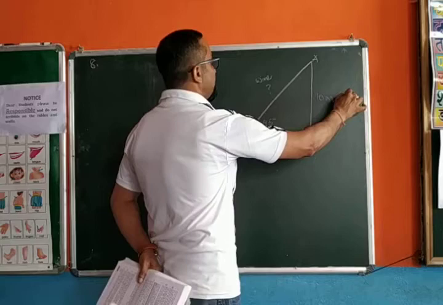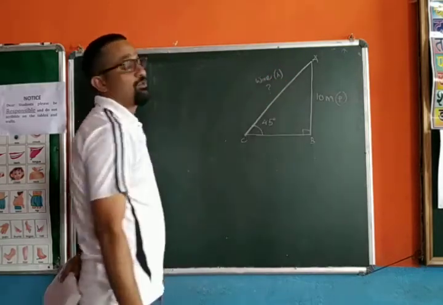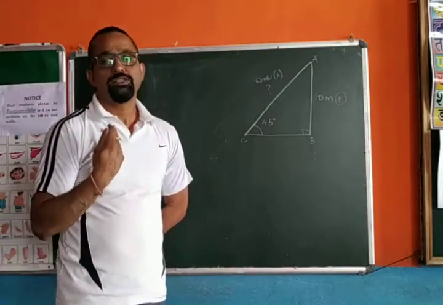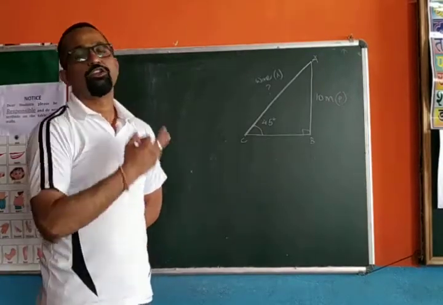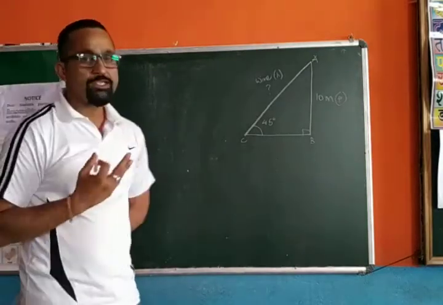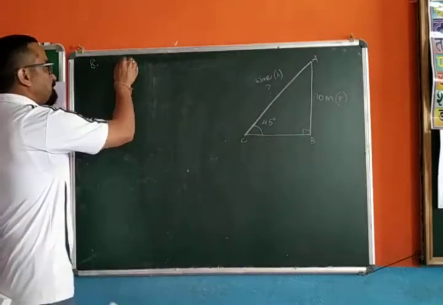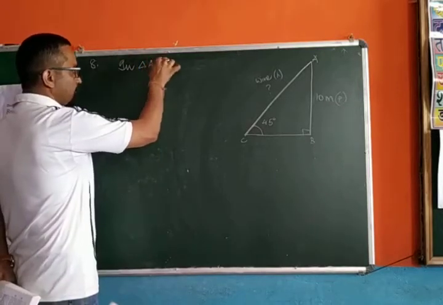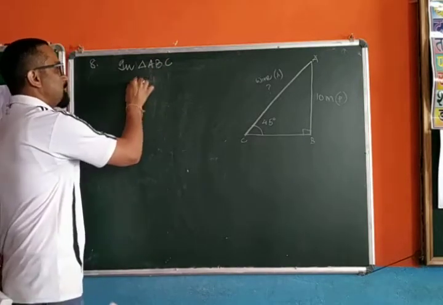You are given perpendicular, side opposite to 90 degrees, hypotenuse. So since you are asked to calculate hypotenuse, you are left with sine. You cannot use tan because tan is perpendicular upon base. You cannot use cos because cos is base upon hypotenuse. So sine is the only trigonometrical ratio which has perpendicular and hypotenuse. Write the name of the triangle ABC. Use a suitable trigonometrical ratio, that is sine.